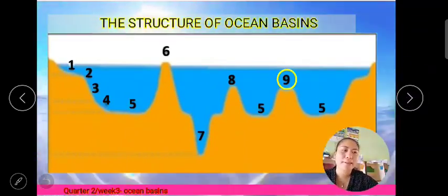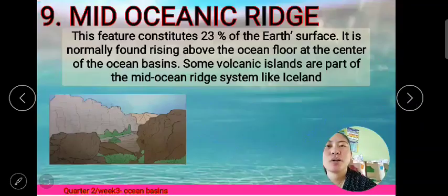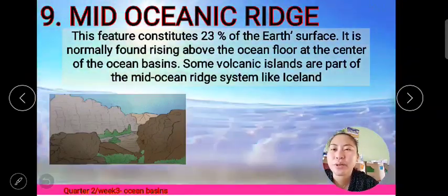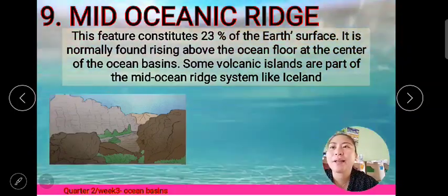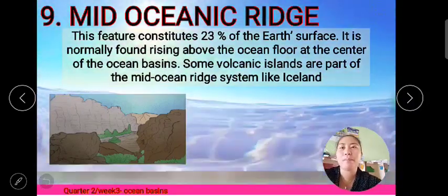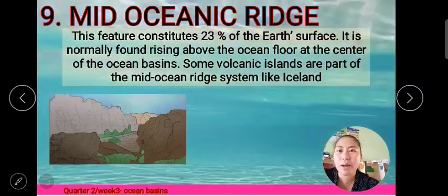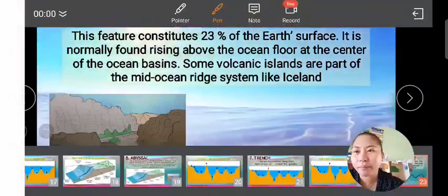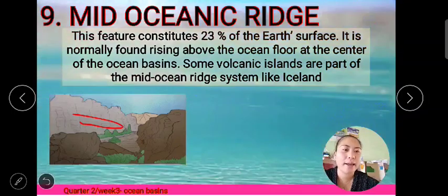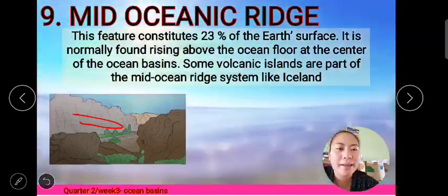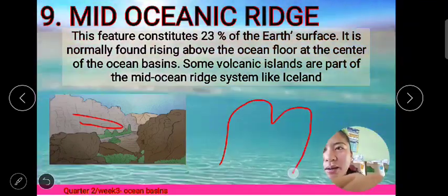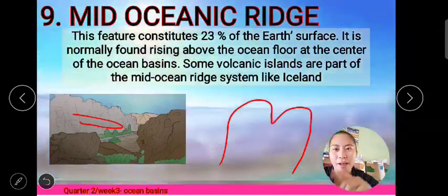Next is we have 9. Ano naman kaya yung 9? So, 9 is the mid-oceanic ridge. This feature constitutes 20% of the Earth's surface. It is normally found rising above the ocean floor at the center of the ocean basins. Some volcanic islands are part of the mid-ocean ridge system like Iceland. So this picture here is a sample of the mid-ocean ridge in Iceland. So the top feature is like this. So, ganito yung formation ng mid-ocean ridge. So, para siyang letter M. Okay?